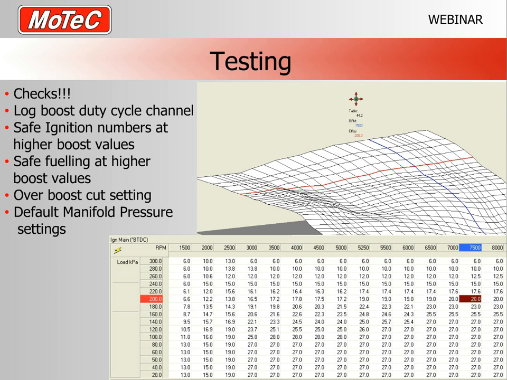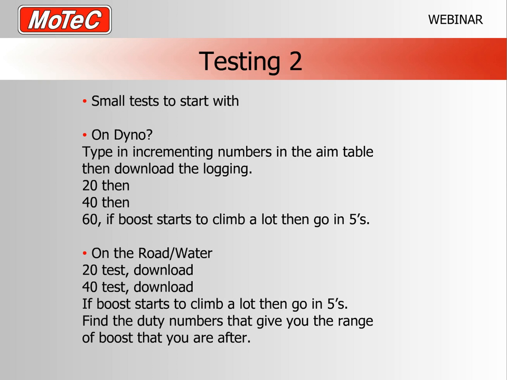So it'll mean that you're going to have problems with detonation again, potentially. All right, so overboost cut setting, just review that, and the default manifold pressure setting that we spoke about earlier as well. Want to be very careful. Playing with ignition and boost are the two things that can cause you grief and engine parts to expire.